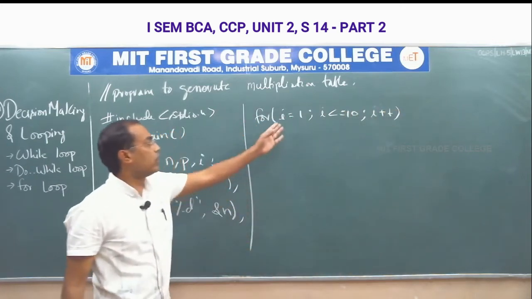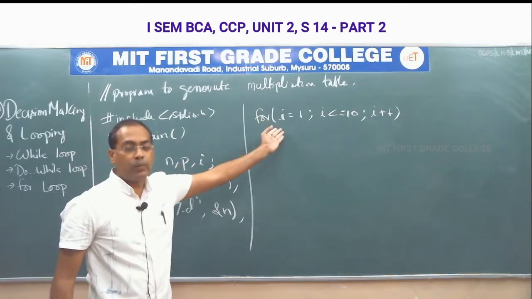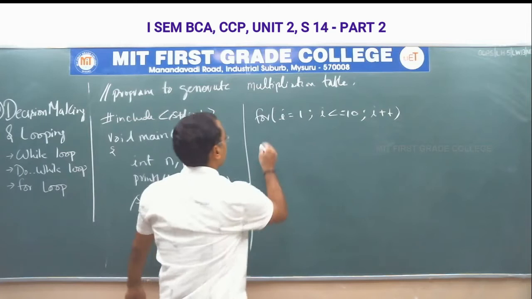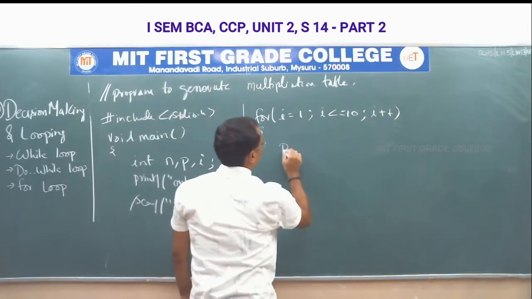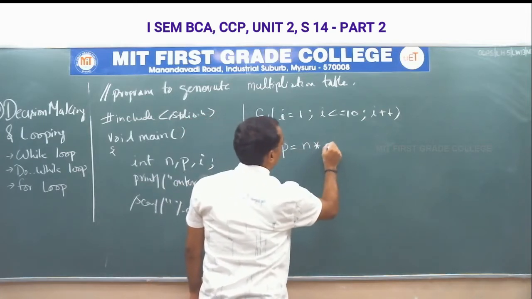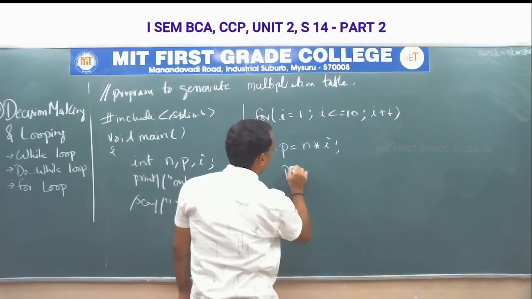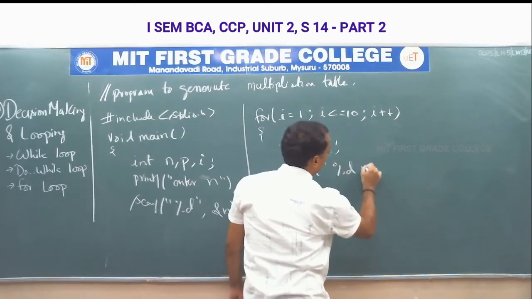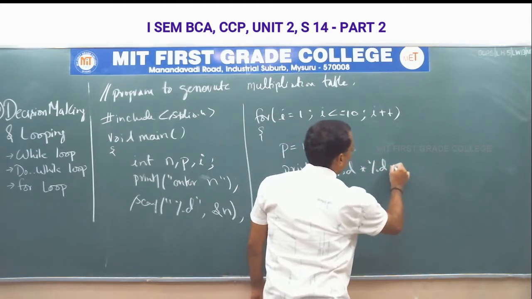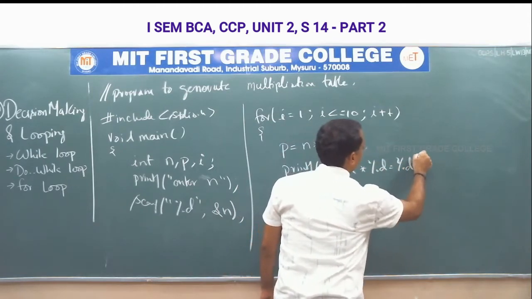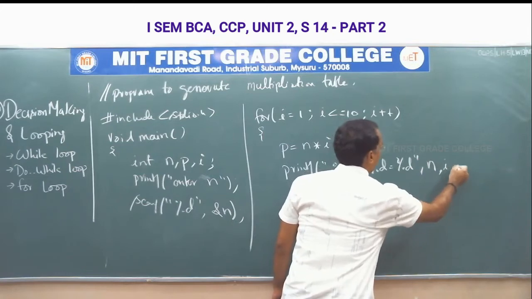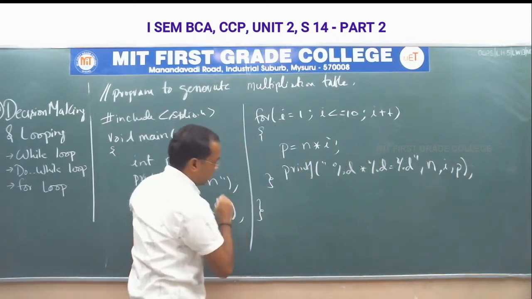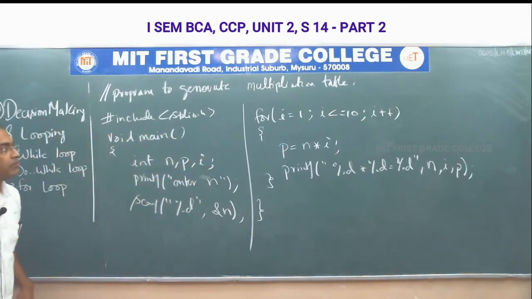I hope now you have understood what I meant while explaining the syntax. Here the only thing you have to write is p = n * i, printf("%d into %d is equal to %d", n, i, p). Close the curly bracket of the for loop and close the curly bracket of the main function.